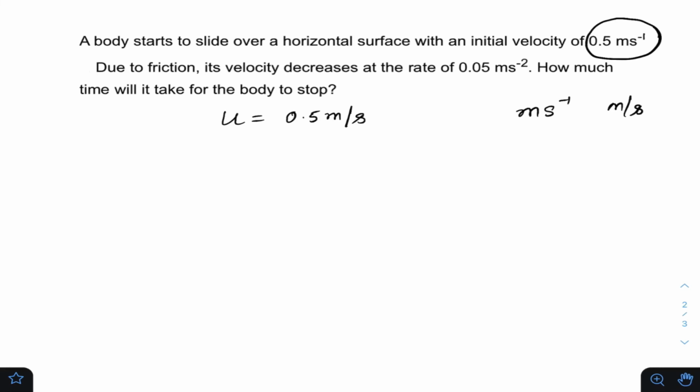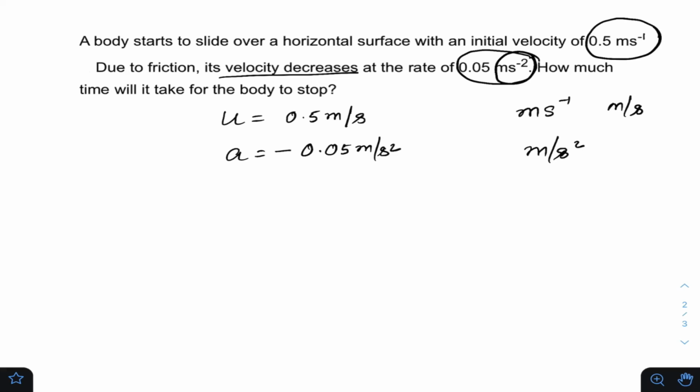Due to friction, its velocity decreases at the rate of, this is the acceleration. And how will we come to know that this is acceleration? With the help of the unit. The acceleration unit is meter per second square. So this is a, this is 0.05 meter per second square. But here velocity is decreasing. It means acceleration should be negative.